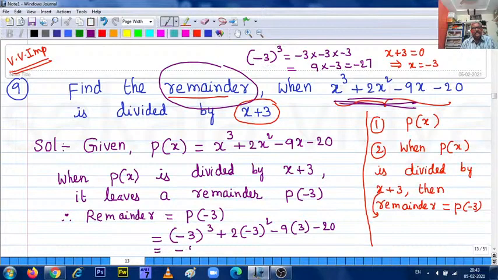This is minus 27. So minus 3 square. Minus 3 square means minus 3 into minus 3. Minus into minus is positive. 2 into 9 is 18. This is minus 27. This is minus 20. So we have minus 27 minus 27, minus 54. Minus 54 minus 20, minus 74.